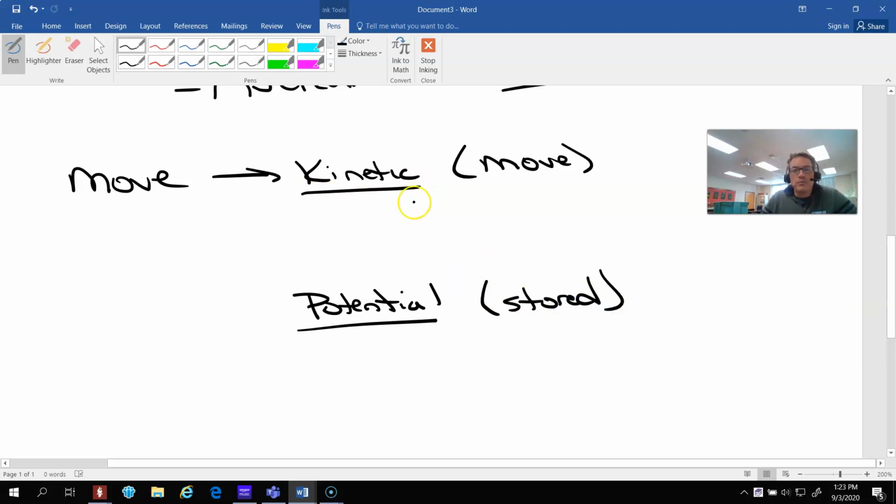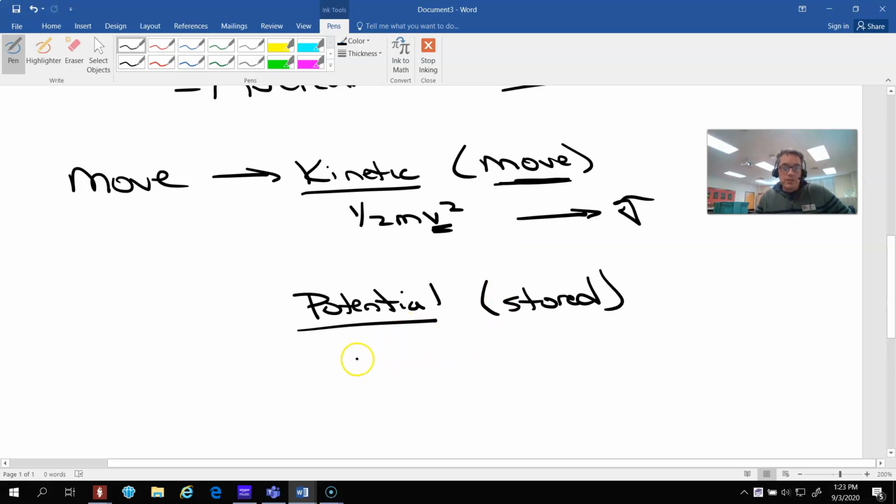When we define these by a formula, our kinetic energy was found by taking 1/2 the mass times the velocity squared. So in other words, for something to have kinetic energy, it needs to have a velocity. So it needs to have some kind of movement to it. That movement could be side to side, it could also be up and down, but it needs to have some kind of movement to it for it to have kinetic energy.